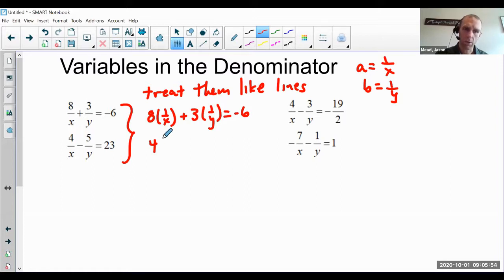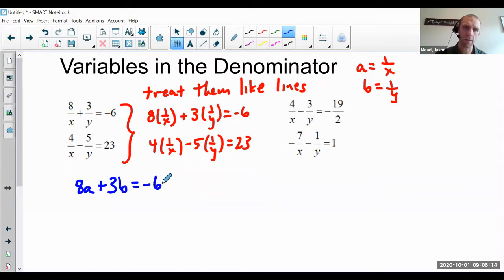So if I have this, what I can do is replace 1 over x and 1 over y with a and b, and then I basically have something that I've seen all the time. So 8a plus 3b equals negative 6. So I can make a substitution that makes my life easier. And we've solved tons of equations like this.